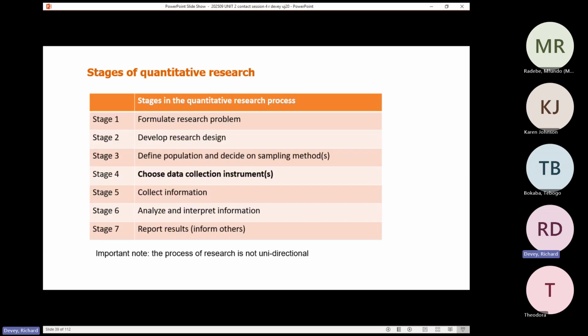All right. So at this point we've spoken about populations and sampling. We've spoken about research designs. We've spoken about formulating a research problem. And now the student needs to start collecting data. So they need to choose a data collection instrument.